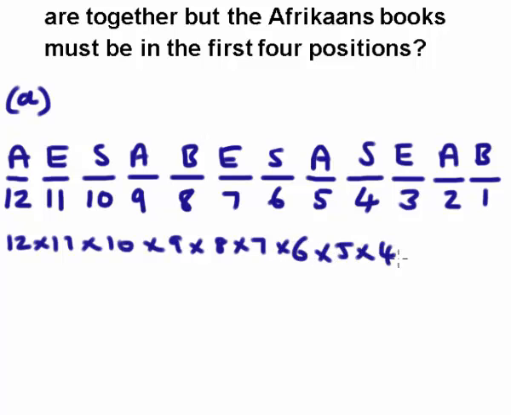So we do this, and if you remember from the previous lesson, this would be 12 factorial ways of being able to arrange those different books in different ways on the shelf. Okay, cool. Now what does number B say?